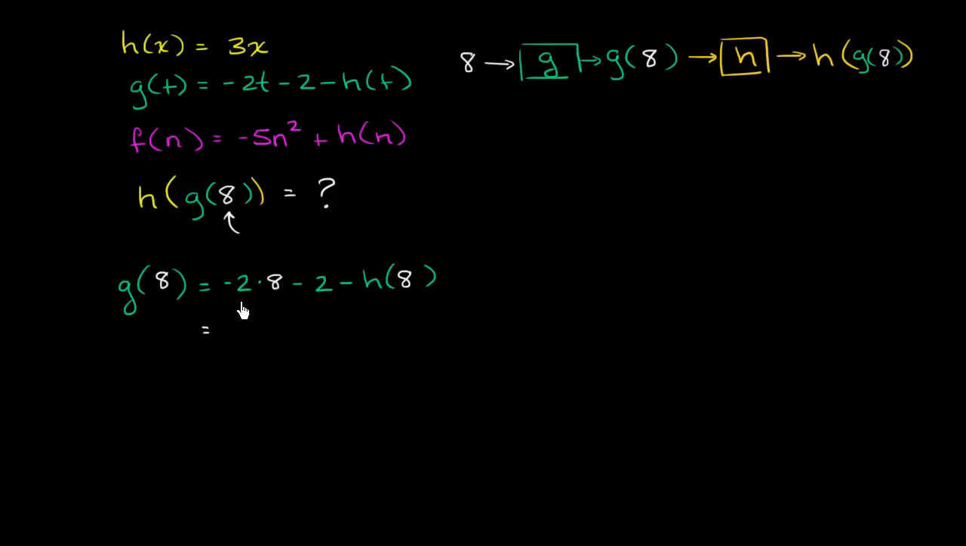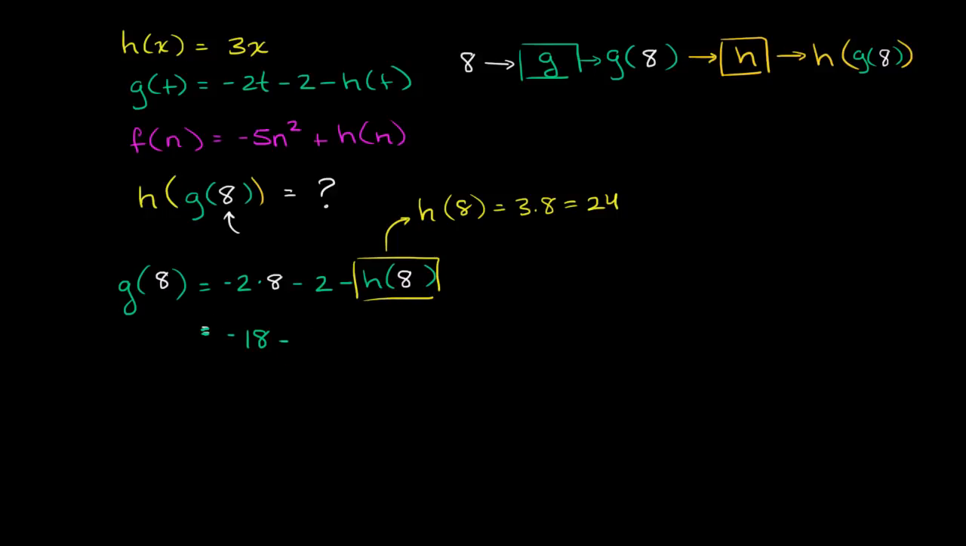Now let's see if we can calculate this. Negative 2 times 8 is negative 16, minus 2 is negative 18. So this is going to be negative 18 minus, what is h of 8 going to be equal to? Let's do that over here. Now we go to the definition of h. Don't worry about the fact that later we're going to input all this into h again. Let's just worry about it one step at a time. We need to calculate h of 8. Every time we see an x, we replace it with an 8. It's going to be 3 times 8, which is equal to 24. So this value right over here is 24.